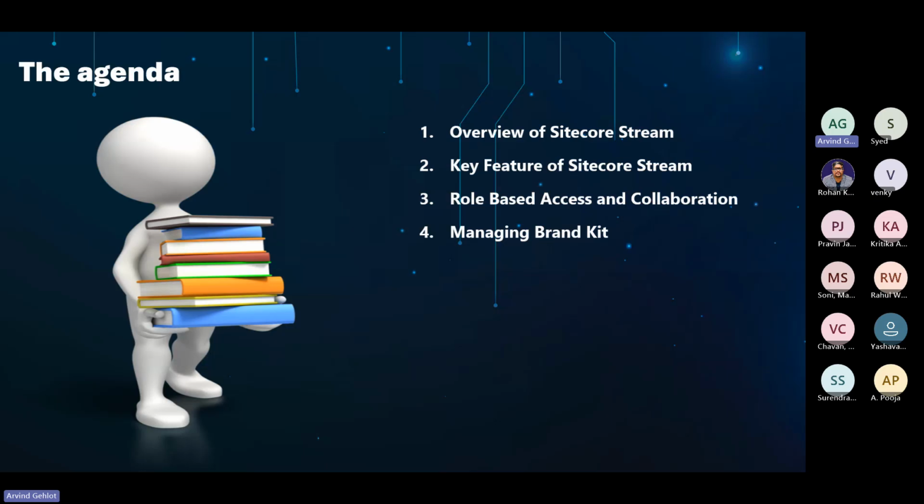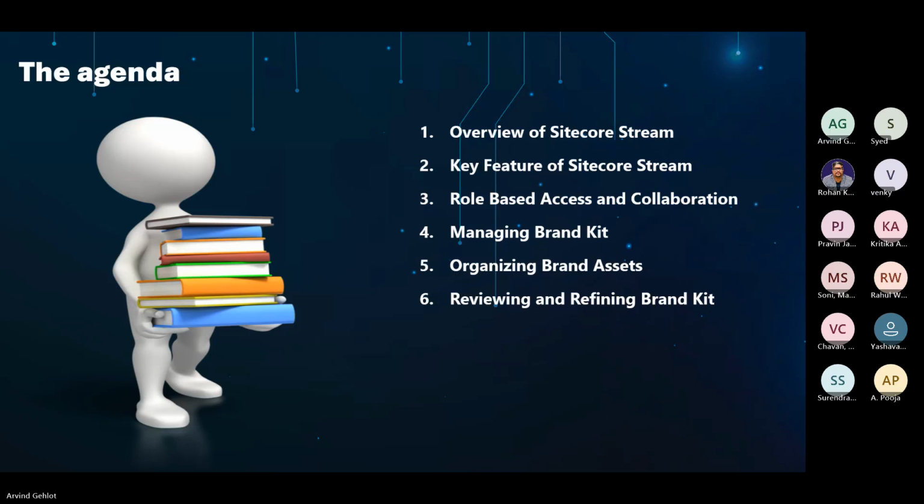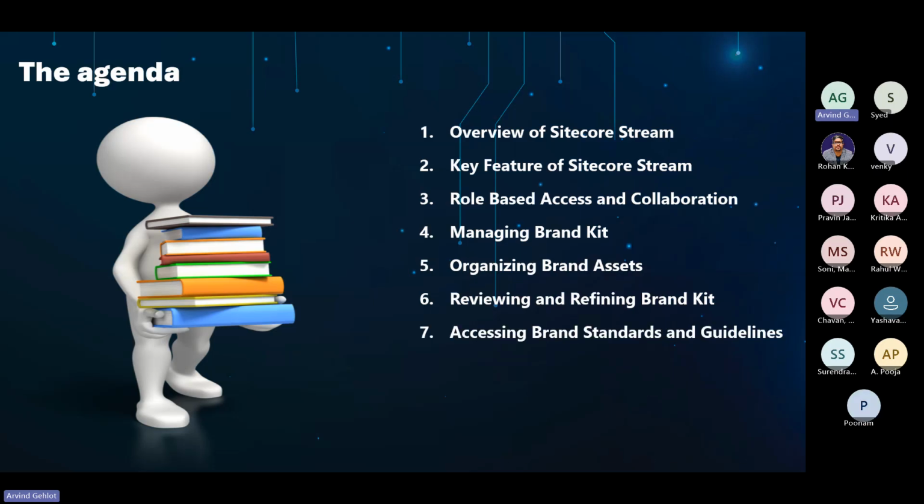After that, we'll cover working with BrandKit. Following that, we'll dive into organizing brand assets within BrandKit. Then we'll explore how to review and refine BrandKit, where continuous improvements take place. Then we'll cover accessing brand standard guidelines, where consistency becomes the most important part. After that, we'll discuss project management with Sitecore Stream.